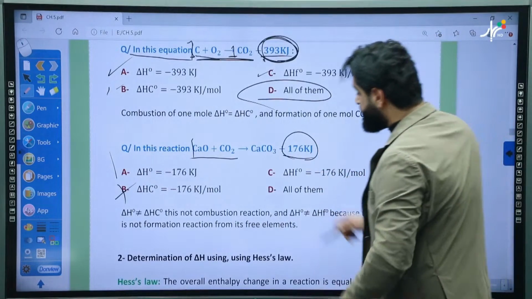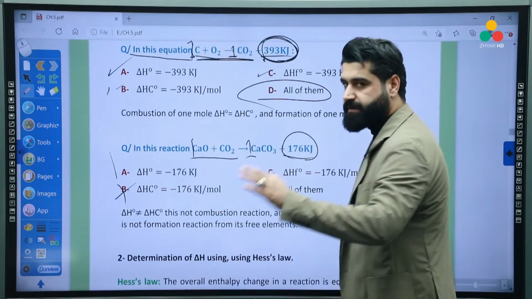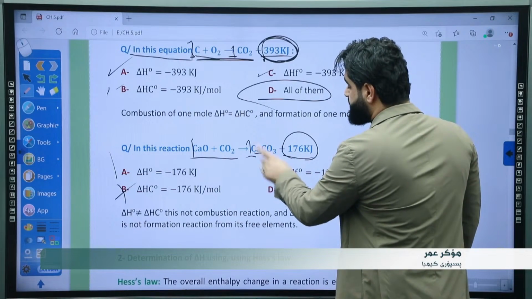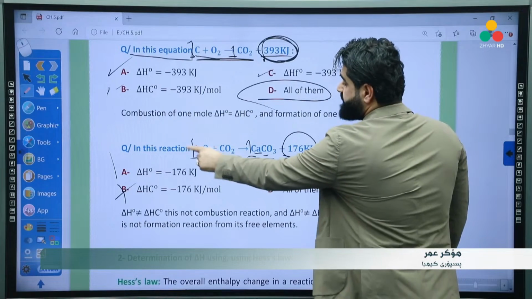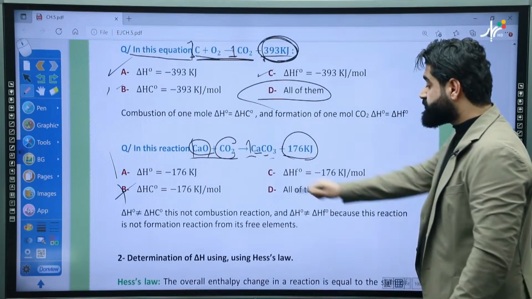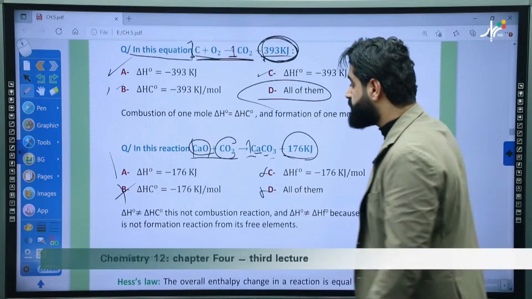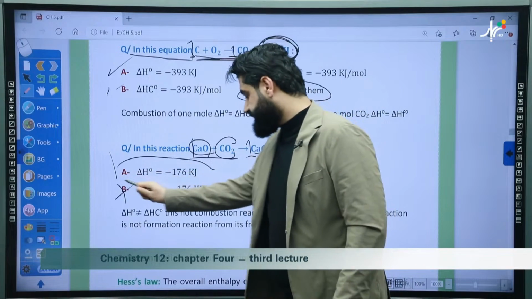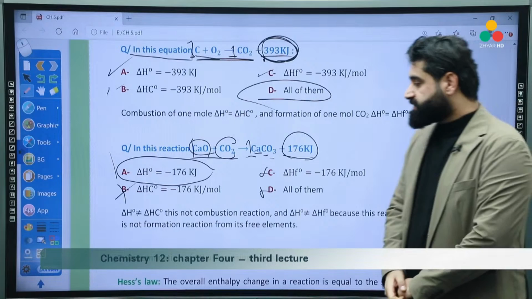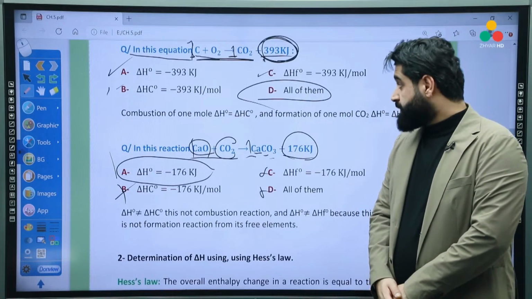About formation, yeah, it's 1 mole, but here we must have primary elements individually: calcium alone, carbon alone, oxygen alone. But look, we have a compound here, so it's not a formation reaction. That's why it is not delta HF. So answer D is wrong also. The right answer is A, with delta H equals negative 176 kilojoules.